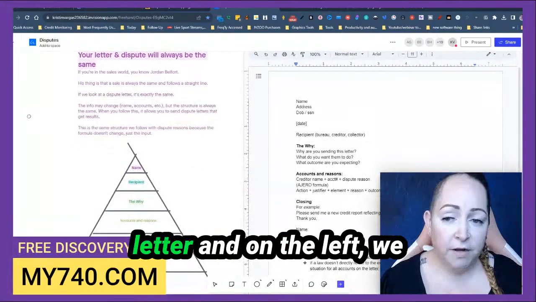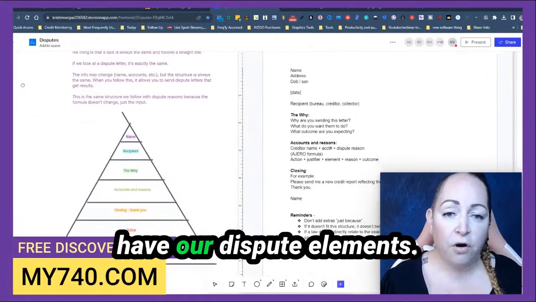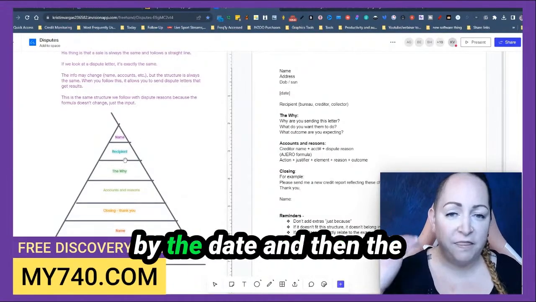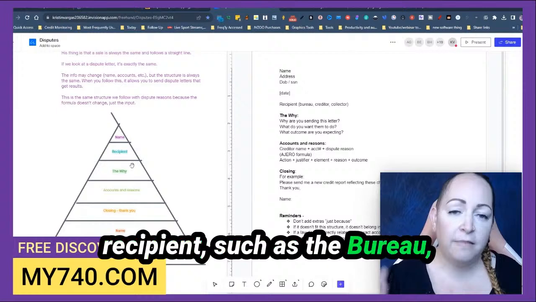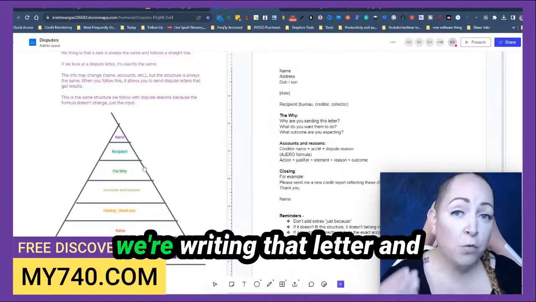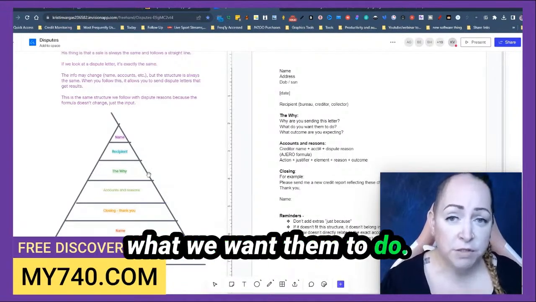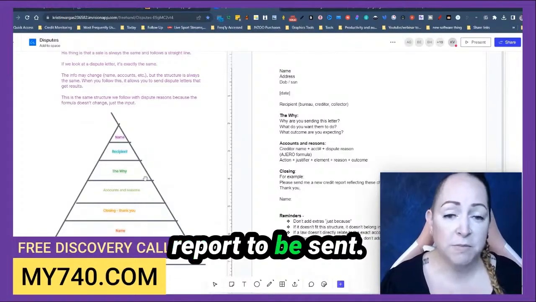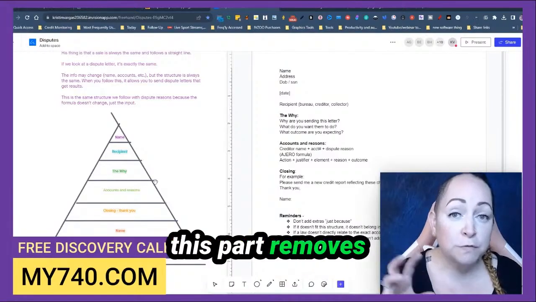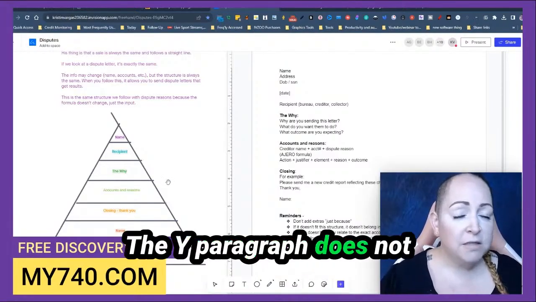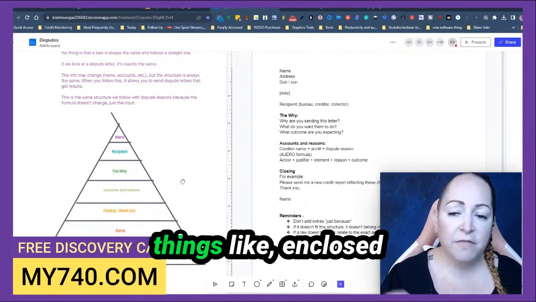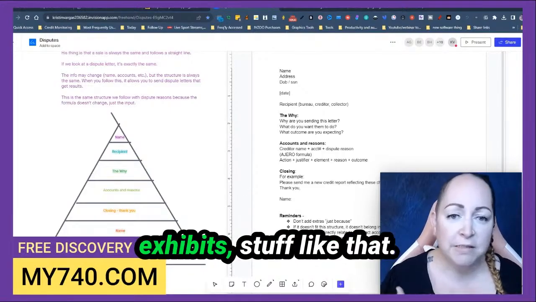On the right is our dispute letter, and on the left, we have our dispute elements. Your personal information goes at the top, followed by the date and then the recipient, such as the bureau, the creditor, collector. Then we have our why paragraph that tells them why we're writing that letter and what we want them to do. Ask for a new credit report to be sent. And then we have our account and our reasons. This part removes the accounts. The why paragraph does not include any laws unless they're attacking violations. Then we have a one-line closing. You might have things like enclosed, exhibits, stuff like that.